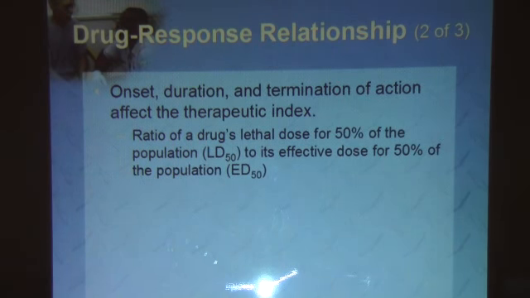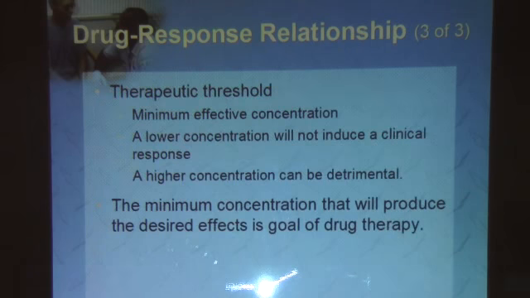Therapeutic thresholds, or minimum effective concentrations, are the minimal concentration required to produce the desired response. A concentration lower than the therapeutic threshold will not induce a clinical response. A concentration higher than the therapeutic threshold can be detrimental and possibly fatal. The goal of drug therapy is to give the minimum concentration of a drug that will produce the desired effects.